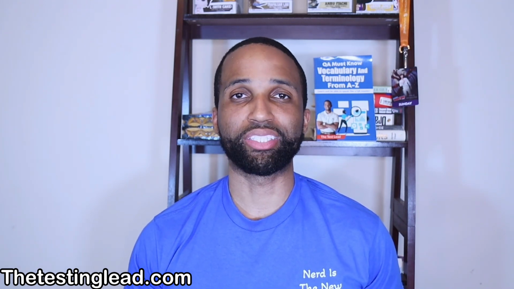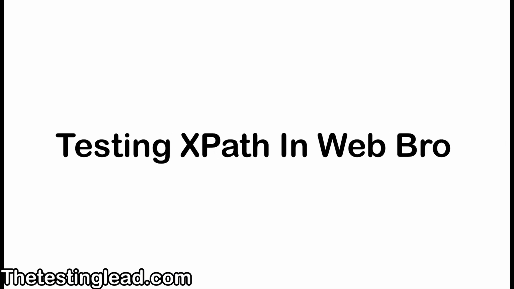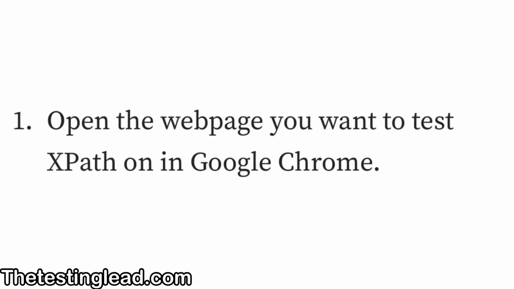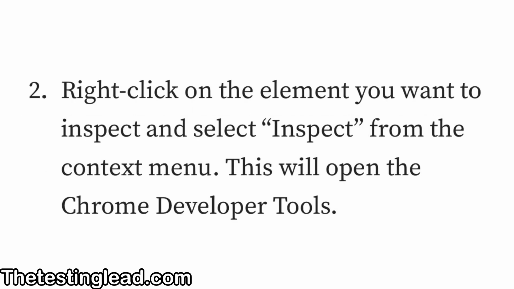So we've talked about how to form an XPath. Let's say you have an XPath, but you want to test it out before putting it in your Selenium script. These are steps to do so using Google Chrome. Open a web page you want to test the XPath on in Google Chrome. Right-click on the element you want to inspect. Select Inspect from the context menu. This will open the Chrome Developer Tools.